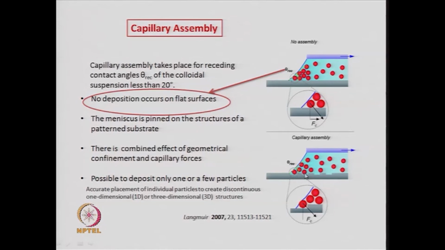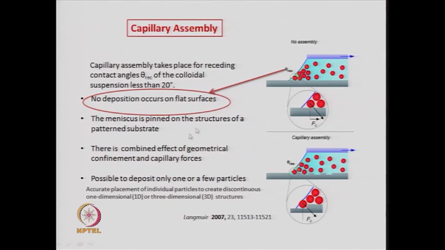have a patterned substrate, as you can see here, and if you zoom into this region you can see a step kind of thing, and on this step it is possible to deposit particles by capillary forces. This kind of assembly is called capillary assembly, and it is possible to deposit only a few particles in this kind of process. It is not possible to deposit a large number of particles using capillary assembly. For that you have to use convective assembly.